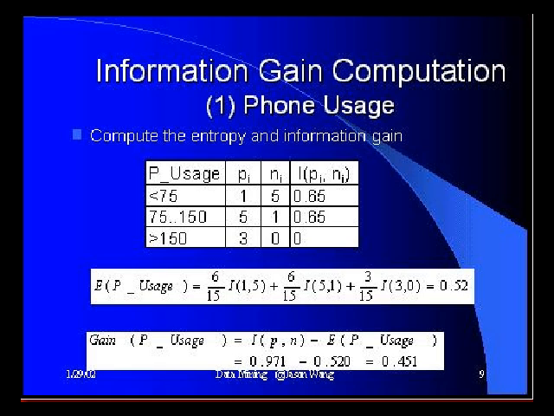The information gain for the phone usage is equal to I(P, N), which is 0.971 that we calculated in the previous transparency, minus the entropy of the phone usage, which is 0.52. So you get the information gain for this phone usage attribute, which is 0.451.